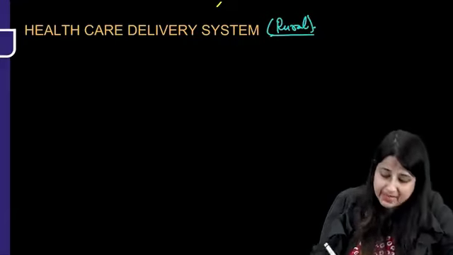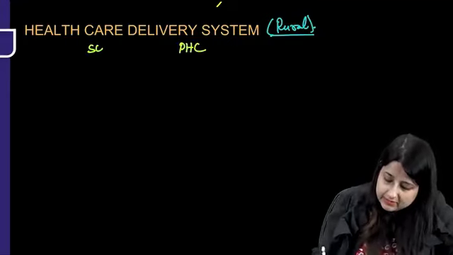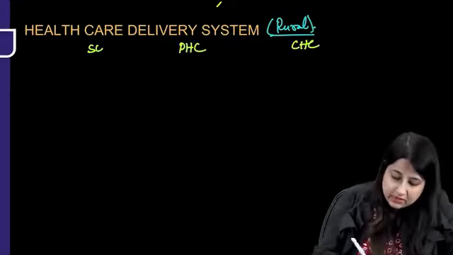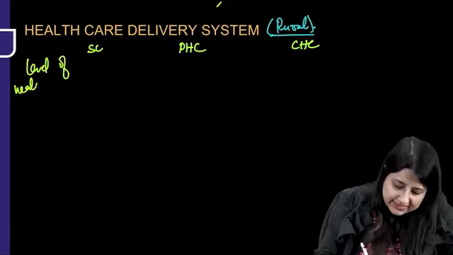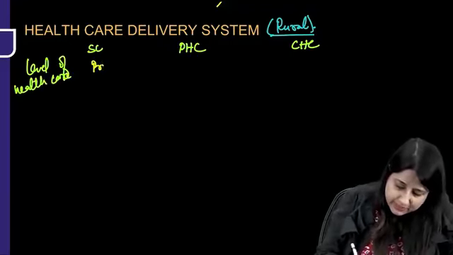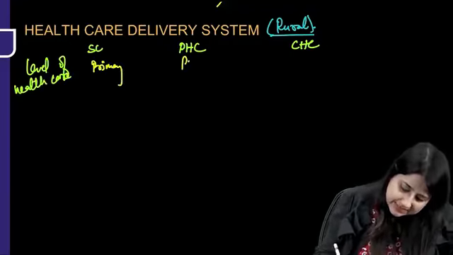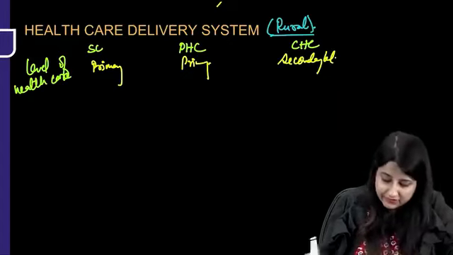So we'll just do a comparison of sub-center, PHC and CHC. Okay, what is the level of healthcare? The first question, what is the level of healthcare provided by sub-center? So we all know this is primary level. PHC also primary level. CHC is providing us secondary level of healthcare. Okay, that's the first question.